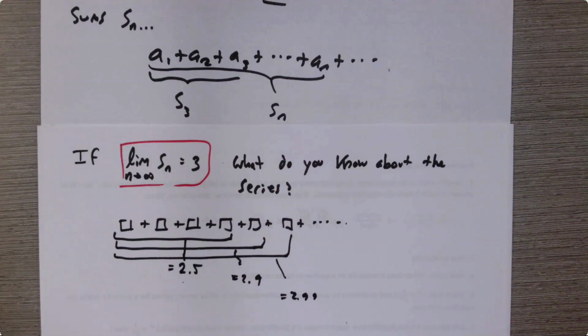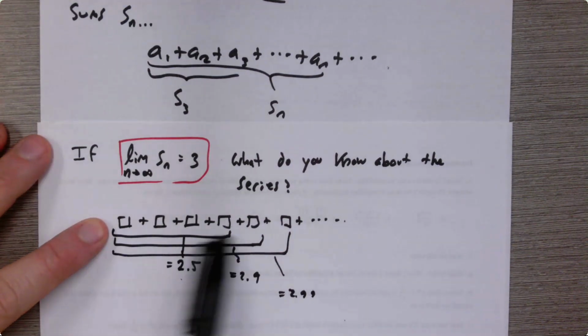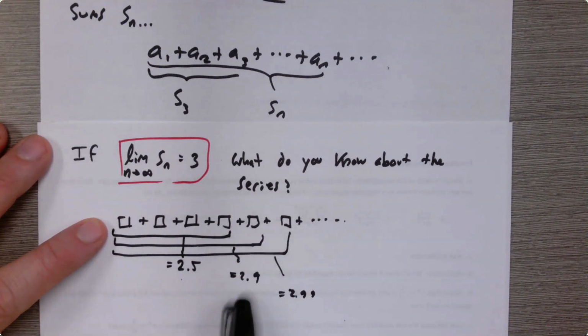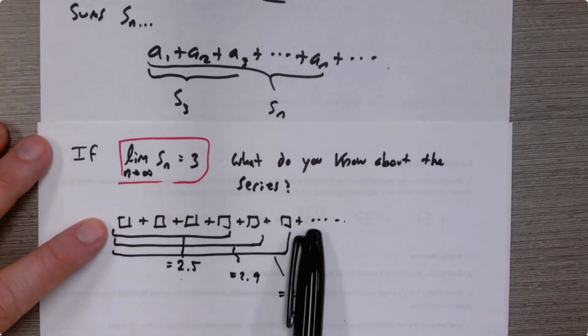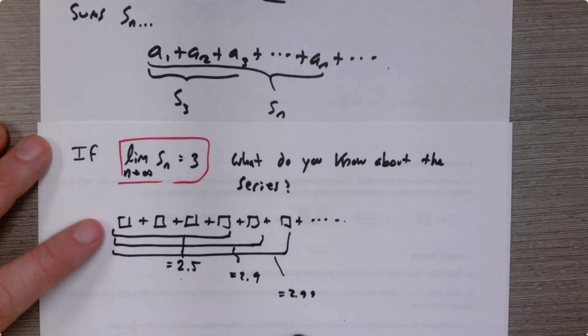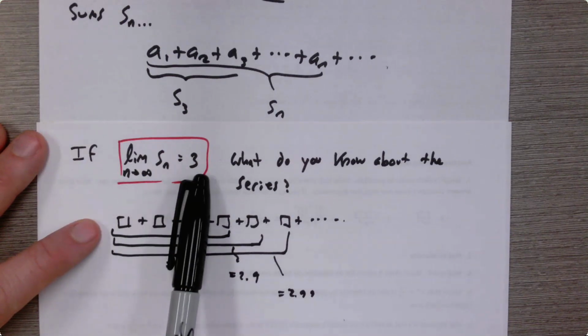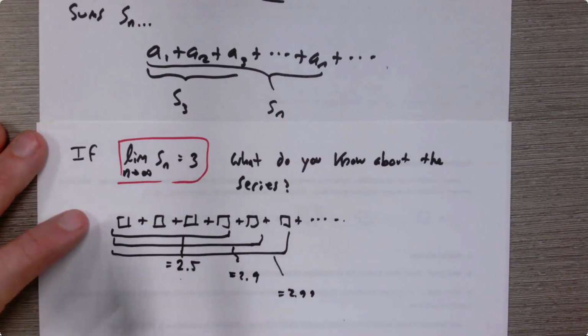If I have the sum of the first 4 things, maybe that's 2.5. And then if I have the sum of 5 things, maybe that's 2.9. And the sum of 6 things, maybe that's 2.99. So I've got the situation where adding more and more and more terms is making me get closer and closer and closer to 3, because that's what this is actually describing.